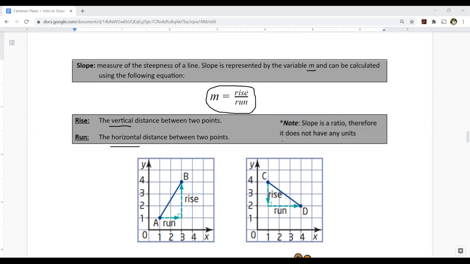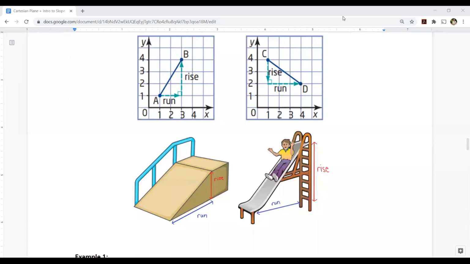2 points. It's also important to note that slope is a ratio. So when we're calculating slope, it shouldn't have any units. So what does this look like in the context of ramps and slides? Well, if we go down to our example, we see here that it's labeled run over here on the horizontal, again, of the ramp, as well as the slide. And then rise, think of that as your height of the slide or the height of the ramp, because that determines how high you go or how much you go in the y direction.